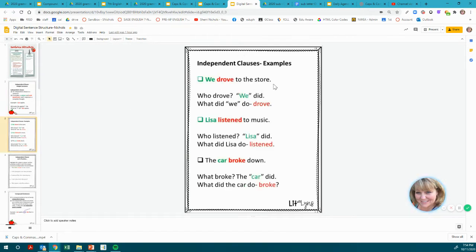Now, independent clauses would be like: we drove to the store. Now, who drove? We did. We is the subject. What did we do? We drove. So we drove to the store. Now, to the store is a prepositional phrase, and you'll never find the subject in the prepositional phrase, just so you know that. Lisa listened to music. Lisa's our subject. Listened is our verb. The car broke down. Car is our subject. What did the car do? It broke. So therefore, broke is our verb.